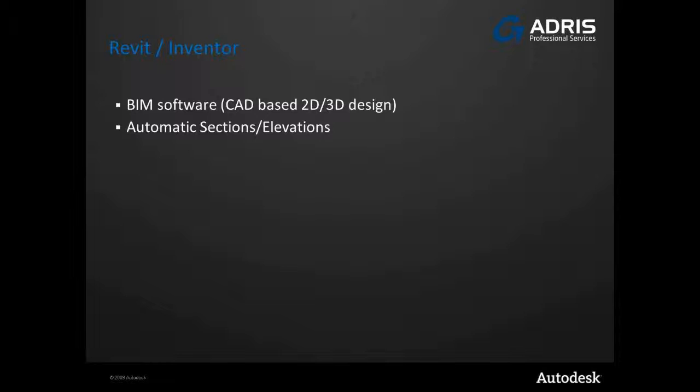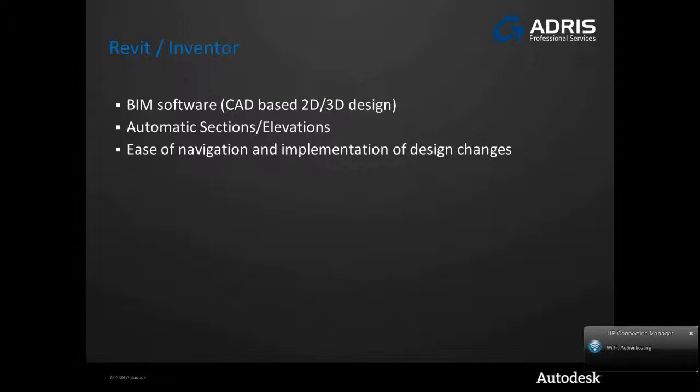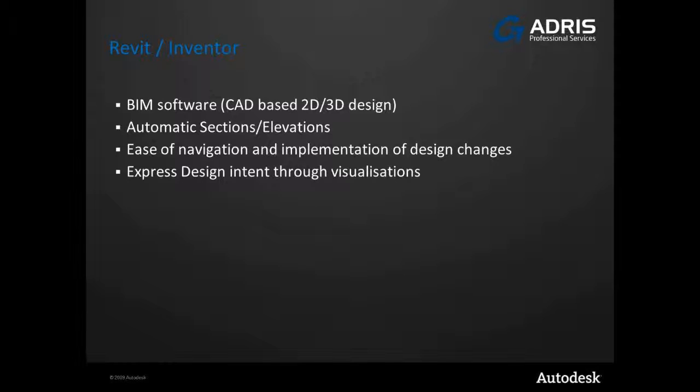We have automatic sections and elevations. So once you've created the model, you can automatically pull off your elevation sections from the model and it will give you live updates. So if you make a modification somewhere in a plan, the sections and other elevations will update automatically. You have ease of navigation and implementation of design changes. So because it's a database, make a modification in one view, those changes automatically migrate right the way through to other views.